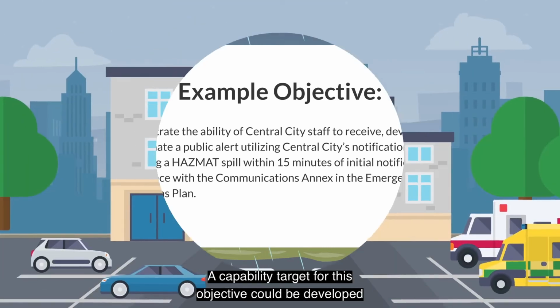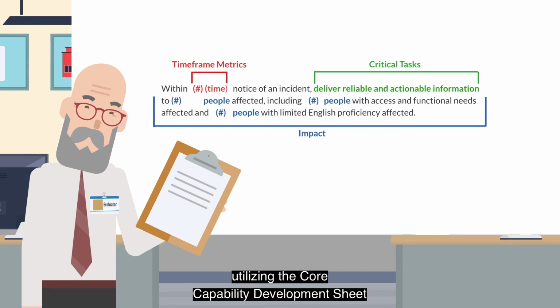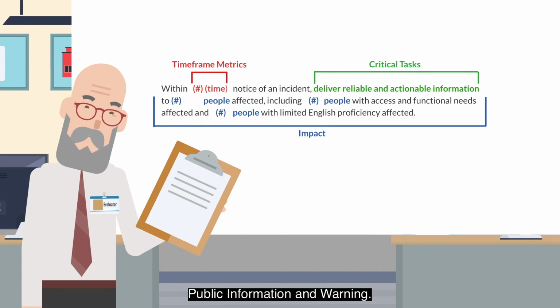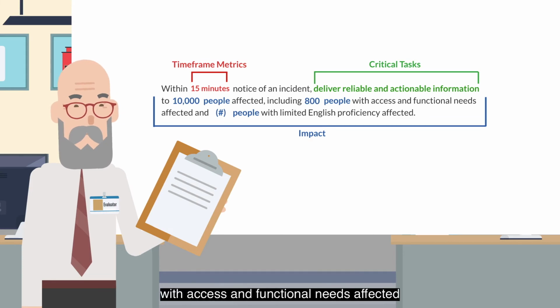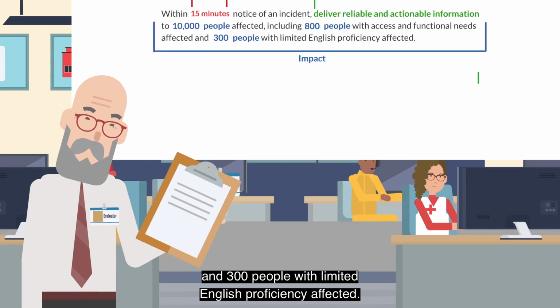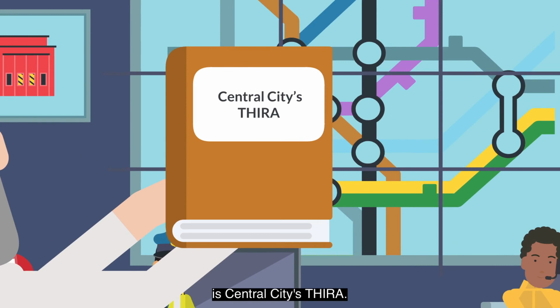Plan. A capability target for this objective could be developed using the Core Capability Development Sheet standardized language from the Response Mission Area Public Information and Warning. Within 15 minutes notice of an incident, deliver reliable and actionable information to 10,000 people affected, including 800 people with access and functional needs affected and 300 people with limited English proficiency affected. The source for this capability target is Central City's THIRA.